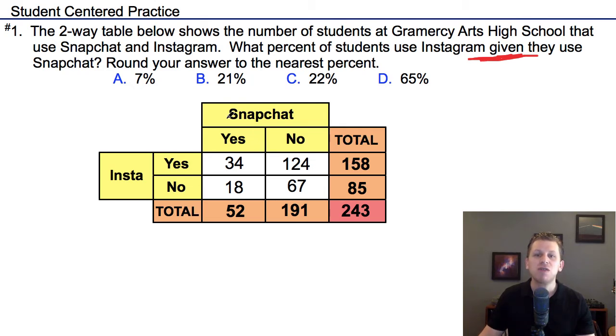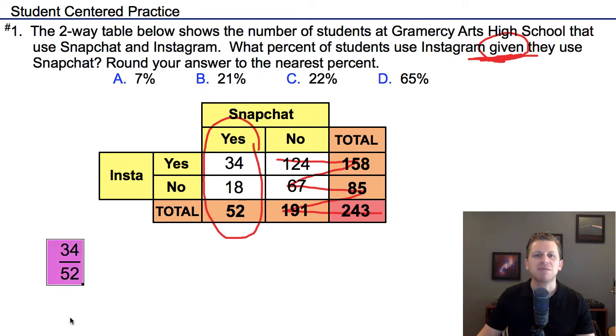So here we're really only interested in the students that use Snapchat, which is these 52 students here. We're not going to care about any of this data here for this question because again, it says what percent of students use Instagram given that they use Snapchat. When it says given they use Snapchat, that is the condition that we're looking at. Here we can see that 52 students use Snapchat, and of those, how many use Instagram? 34 of those 52 use Instagram, so that would be our exact probability.